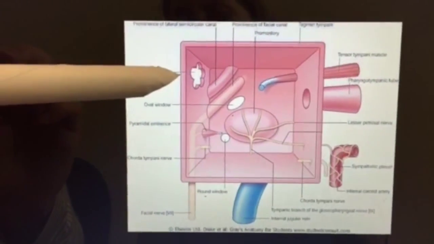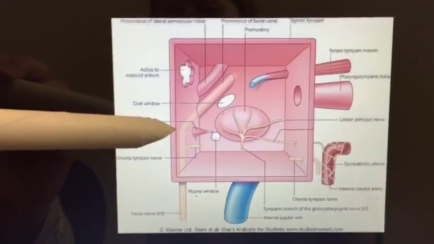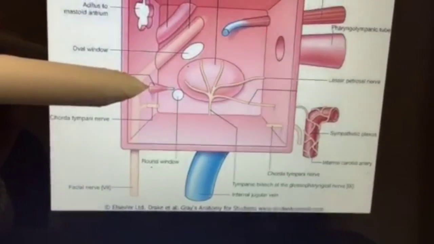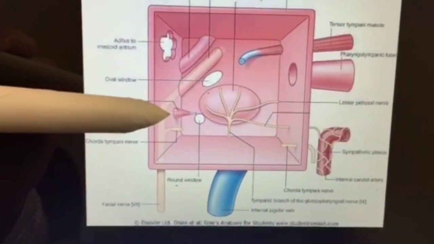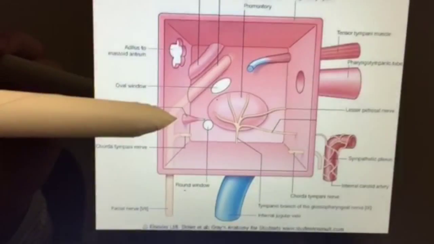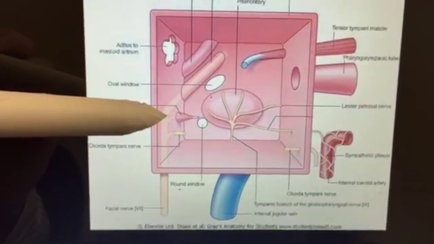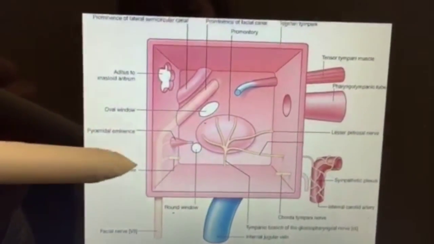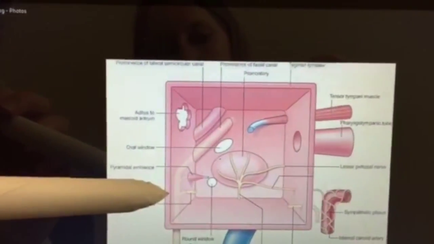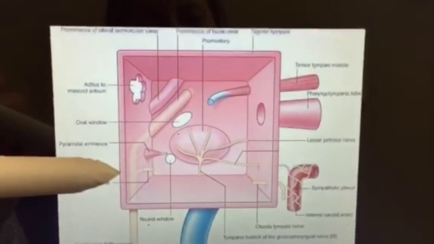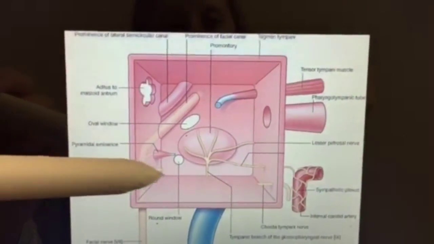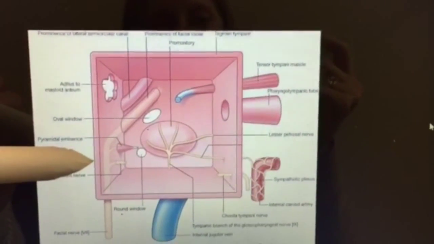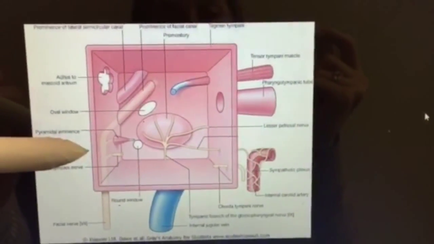Going on, we have the pyramidal eminence. The pyramidal eminence is this little thing that you see here that is shaped like a little pyramid. The purpose of the pyramidal eminence is to house the stapedius muscle, and it is located behind the oval window. Down below, we have the chorda tympani nerve, which runs along both the posterior wall as well as the anterior wall, and that is pictured across the picture. The chorda tympani nerve helps deal with taste and salivary glands.